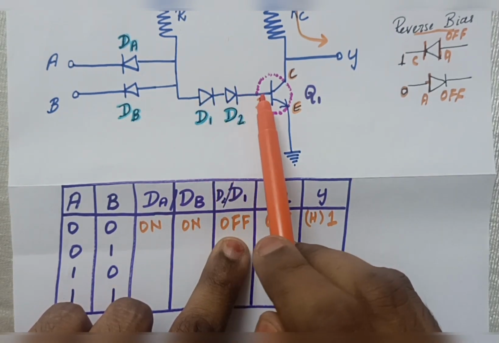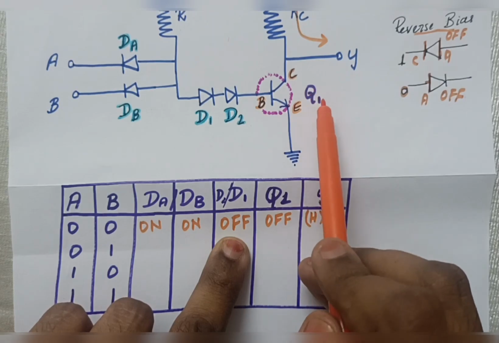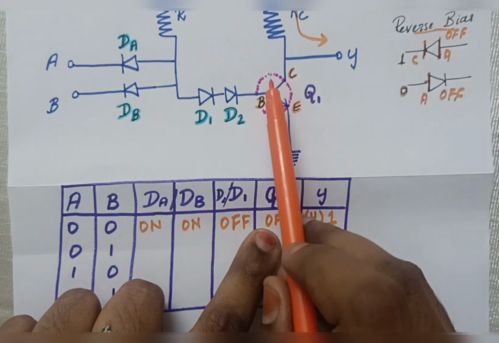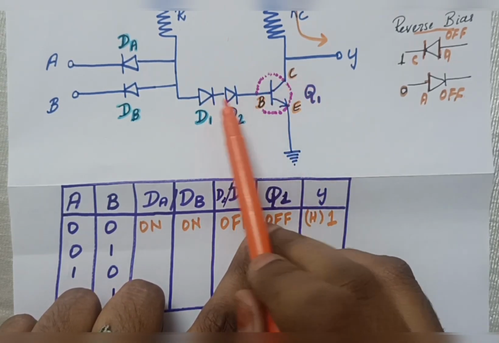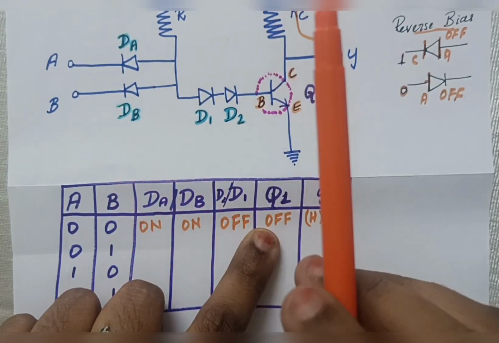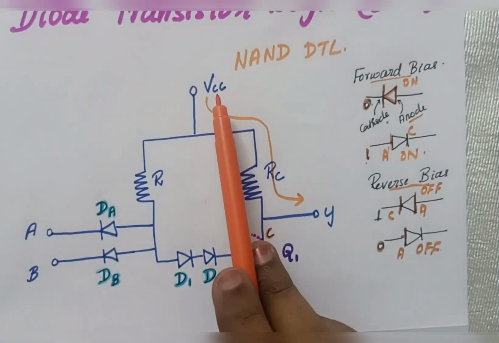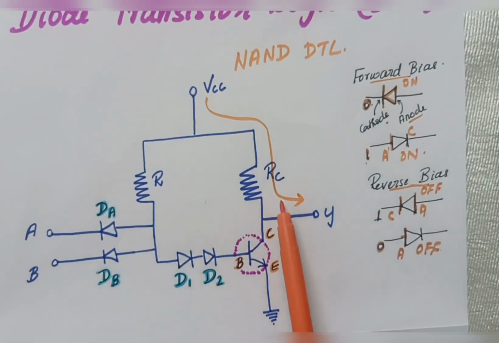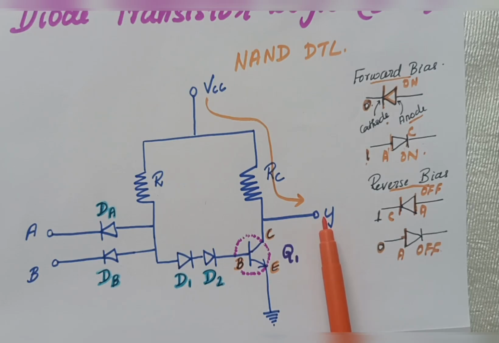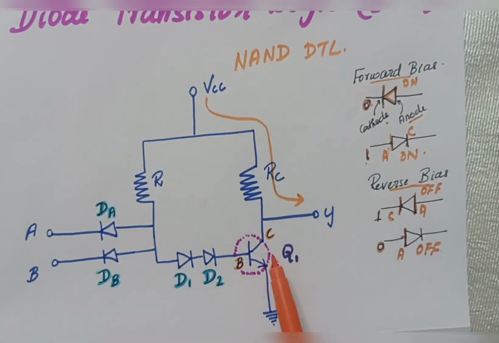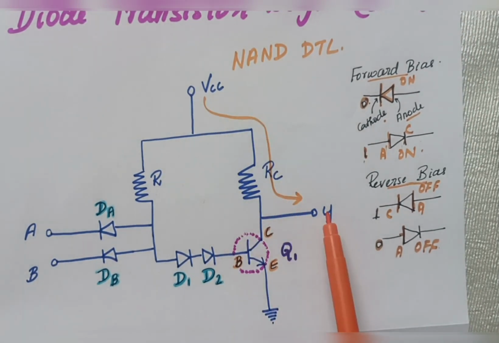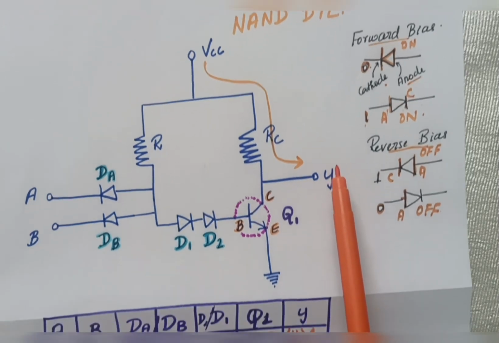Since I don't have anything going into the input of transistor Q1, that also will be in the off state. Off state means it is not short circuited. So now when D1, D2 and Q1 are off and DA and DB alone are on, what will happen? The supply goes from here and directly into Y. Since I don't have a connection to go into ground, all my supply will go to Y, and I will have a high value for Y.